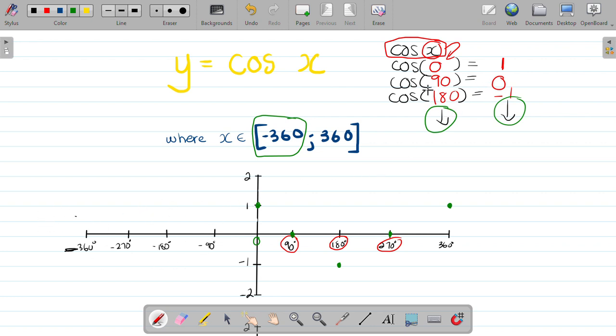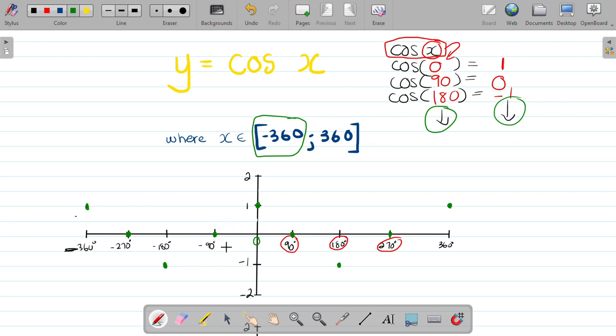So again, you just put in your calculator, the cos of -90 will give you 0, and then the cos of -180 will give you -1. Just keep putting it in your calculator and you can check with me. Then the cos of -270 will give you 0, and the cos of negative 360 will give you positive 1.